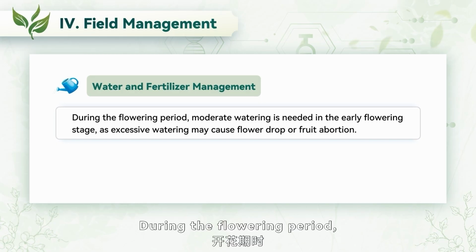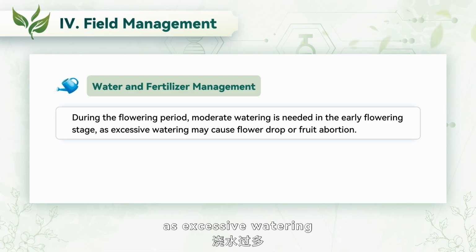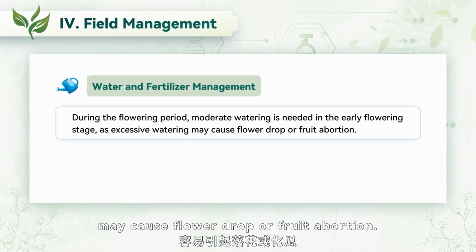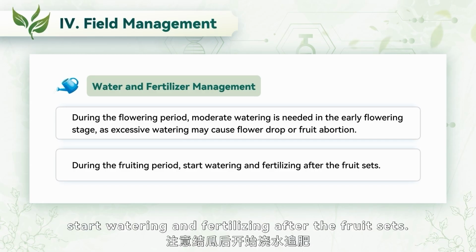During the flowering period, moderate watering is needed in the early flowering stage, as excessive watering may cause flower drop or fruit abortion. During the fruiting period, start watering and fertilizing after the fruit sets.